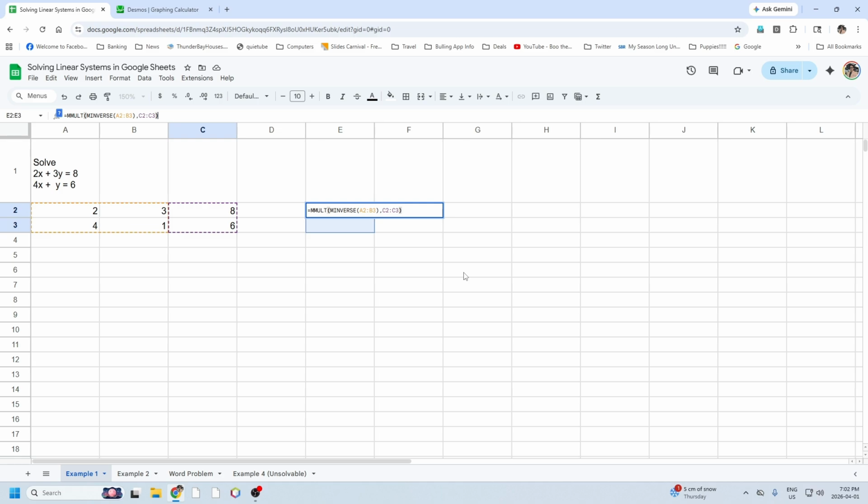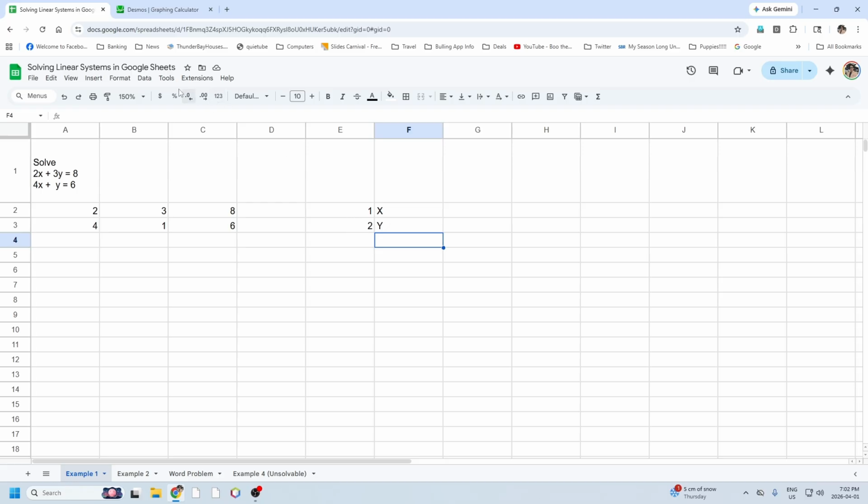Watch what happens when I hit enter. We get the numbers 1 and 2. What these represent is this is the x value of our intersection point, and this is the y value of our intersection point. So when you solve a linear system, what you're doing is finding a single point of intersection, and this is a coordinate right here, 1, 2.